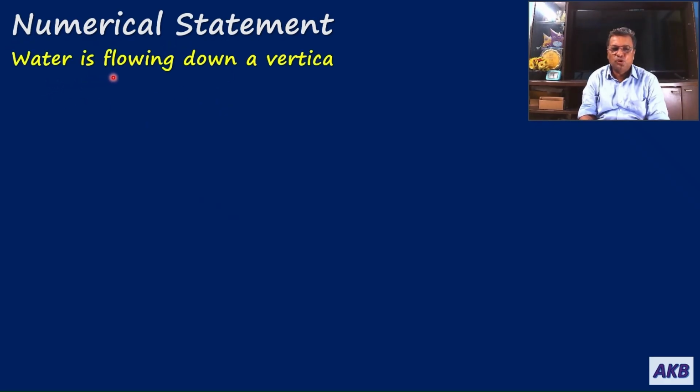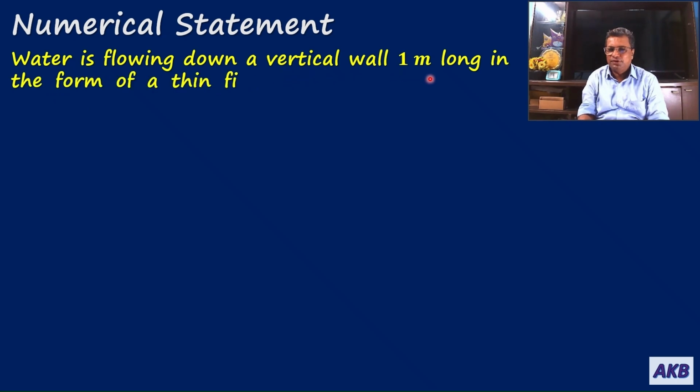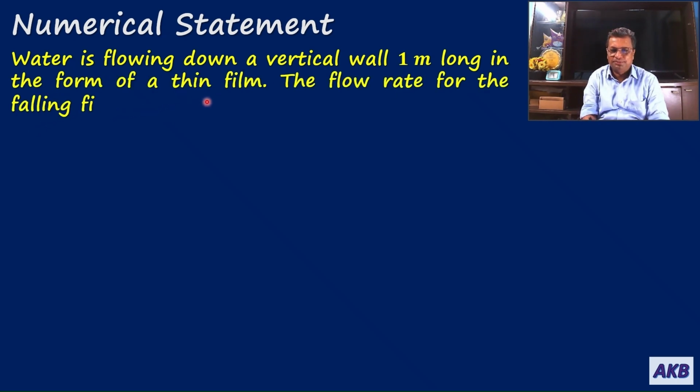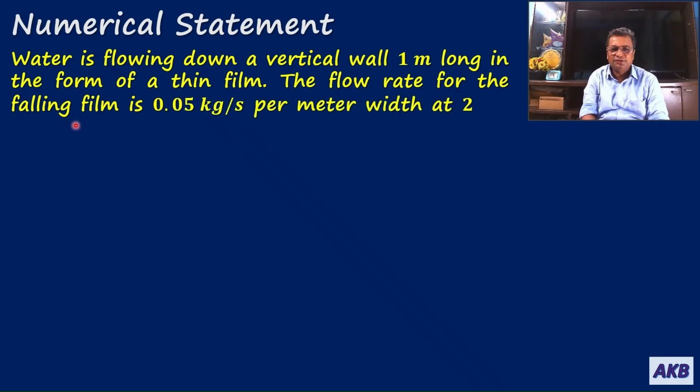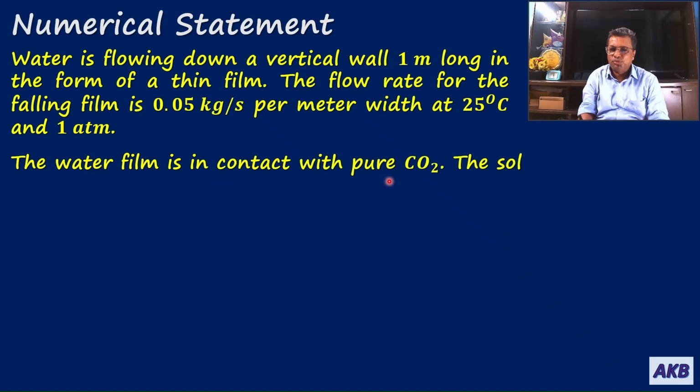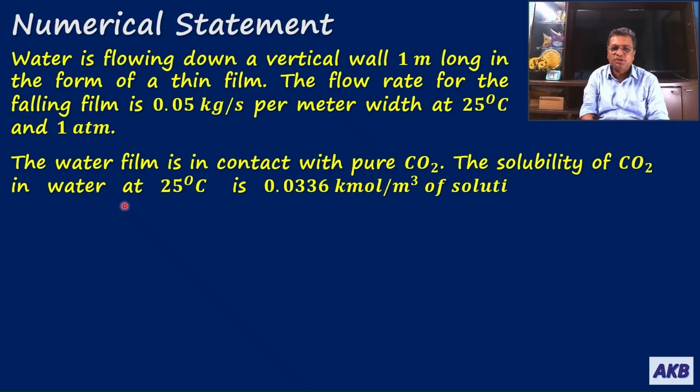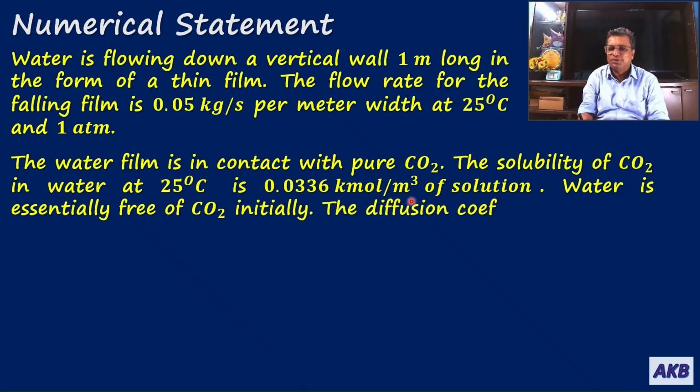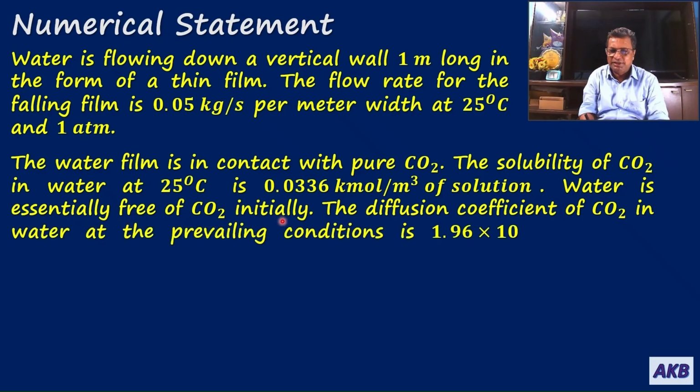So water is flowing down a vertical wall 1 meter long in the form of a thin film. The flow rate for the falling film is 0.05 kg per second per meter width at 25 degrees Celsius and 1 atmosphere. The water film is in contact with pure carbon dioxide, CO2. The solubility of CO2 in water at 25 degrees Celsius is 0.0336 kilomole per meter cube of solution. Water is essentially free of CO2 initially.